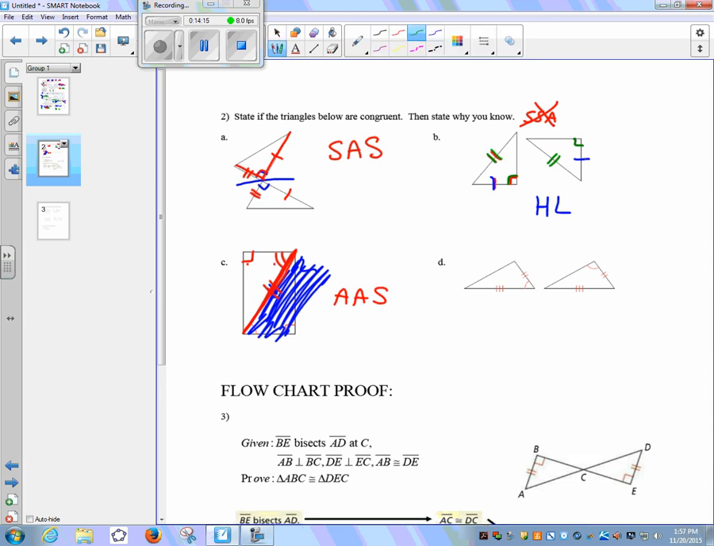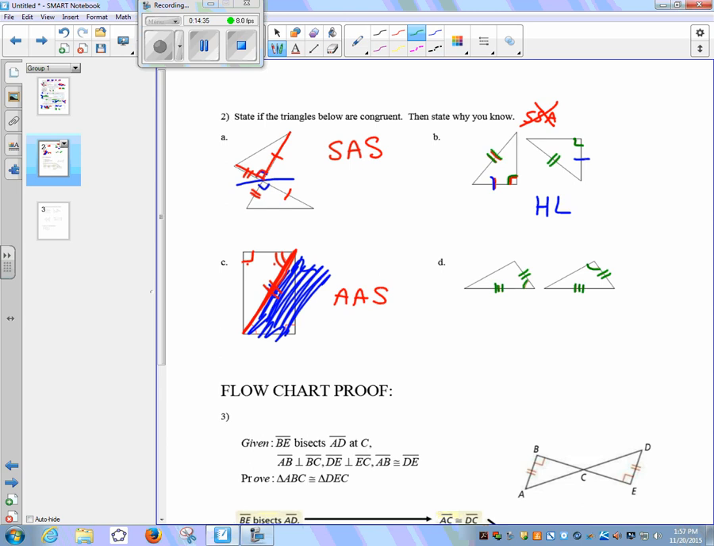Part D, we have an angle congruent to an angle, and we have a side congruent to a side, and we have another side congruent to another side. So when we look at these two triangles, do we have a right angle? Nope. So it's not going to be HL.